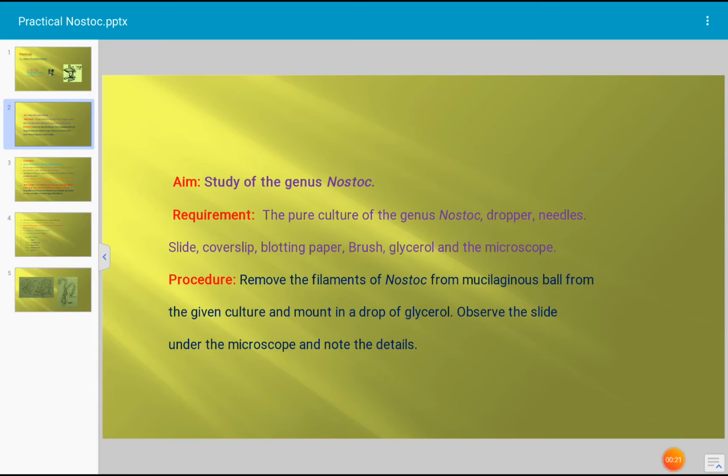What is the requirement of the practical? We require a pure culture of the Nostoc genus, and we need a dropper, needle, slide, cover slip, blotting paper, brush, glycerol, and the microscope. These are the things we require for the practical.